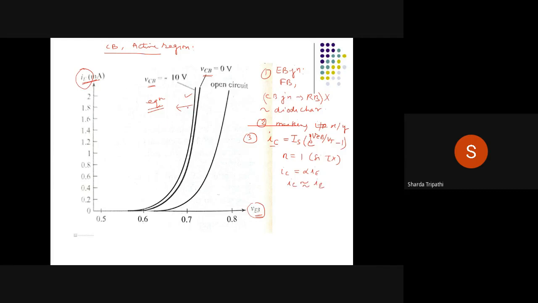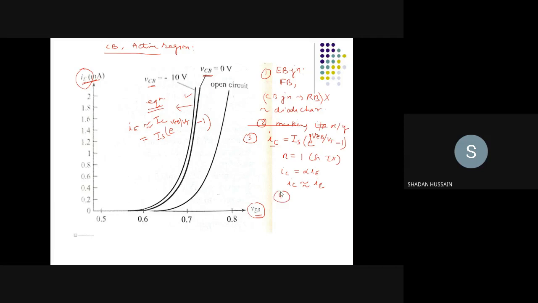So in this case, the curve which we are plotting over here can also be defined by using the same expression. IE will be approximately the same as IC, and this will be given as IS into e raised to the power of VEB divided by VT minus 1. So if I want to recreate these plots, I can change the values of VEB and correspondingly I can get the values of IE. So this was my third observation.